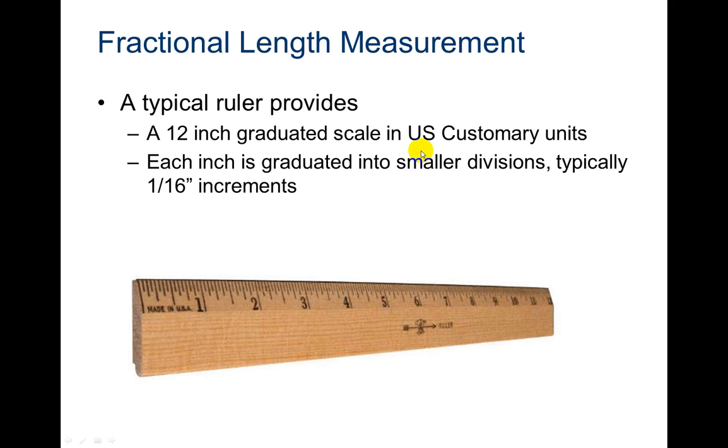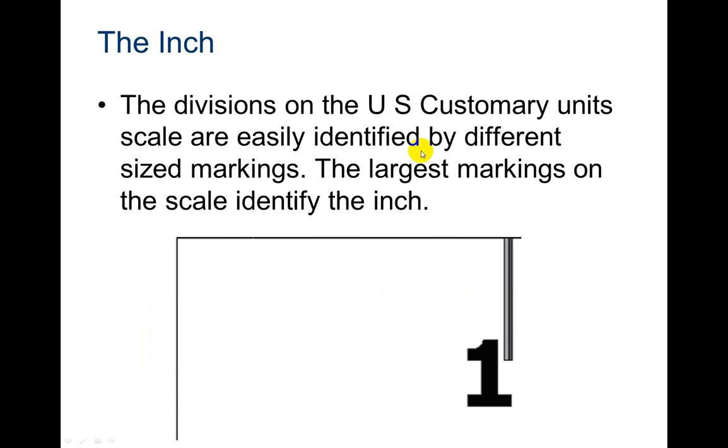All right, so a typical ruler provides a 12-inch graduated scale in US Customary units. Each inch is graduated into smaller divisions, typically 1/16 of an inch. We're going to start with 1 inch and learn how to read it. The divisions on the US Customary Unit scale are easily identified by different sized markings. The largest marking on the scale is the inch.